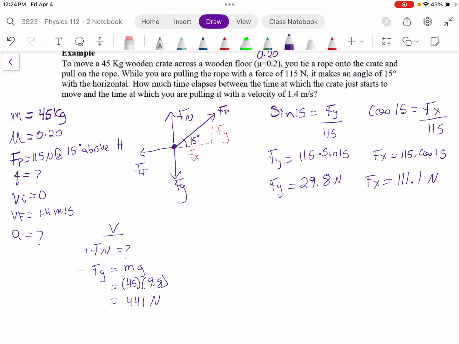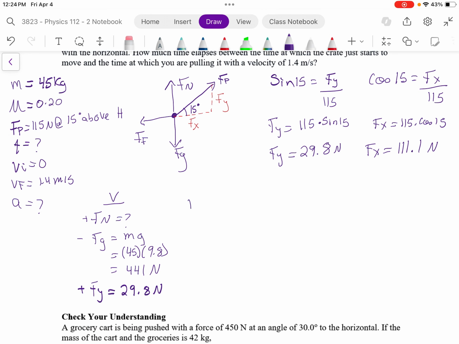Now there's a new force here in the vertical component, and it's Fy. Notice that Fp is pointing to the right and up. Since it's pointing up, that means Fy is going to be positive. Our Fy is 29.8 newtons.